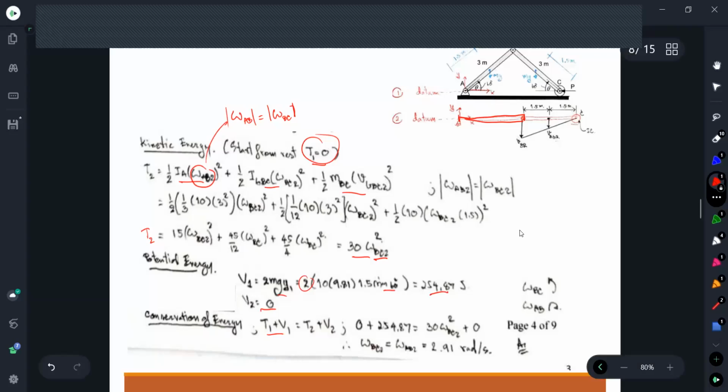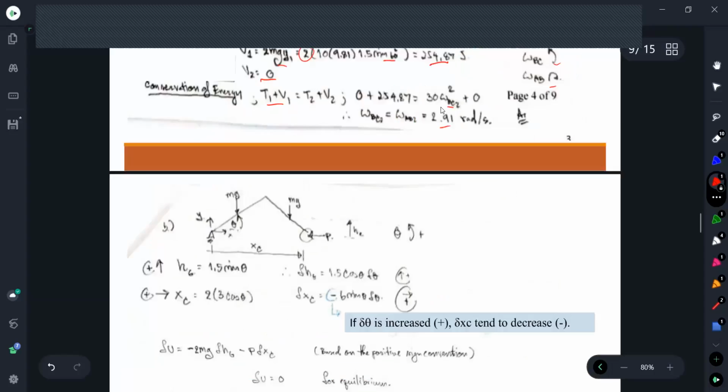According to this, we form the conservation of energy: the energy at the first position equals the energy at the final position. The energy is composed of potential energy and kinetic energy for each position. After we substitute, we can solve for omega BC, which is equal to 2.91 radian/sec. For omega AB, because the magnitude is the same, it is also 2.91 radian/sec, but the direction may not be. That completes this problem.